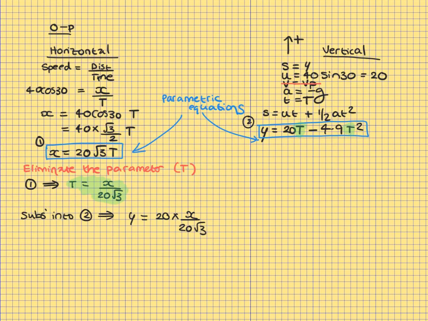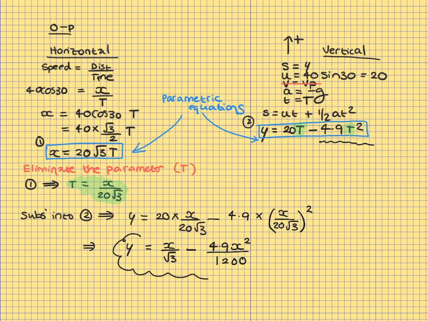So I've just done the first part, and we're just about to look at this second part here. So minus 4.9 multiplied by t squared, which is x over 20 root 3 all squared. This then simplifies neatly to give me y equals x over root 3 minus 4.9 x squared over 1,200. You can rationalise the denominator in the first part of this as well if you wish to.